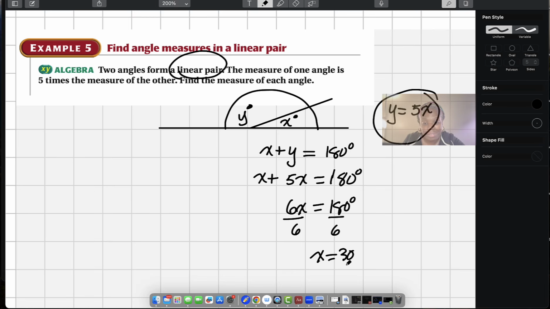We're not done. What we need to do now is find the measure of each angle. If this one's 30, we can do some subtraction and figure out that we got 150 over here. Or we can remember that y is equal to 5 times x. So 5 times 30, again, gives us 150 degrees. And that's what we got.